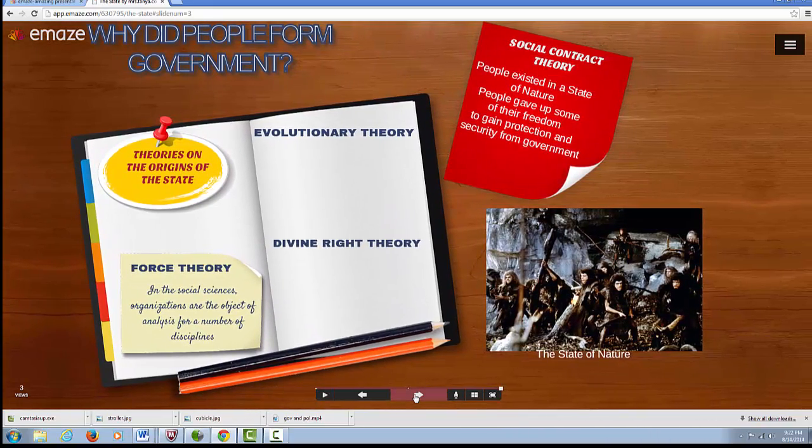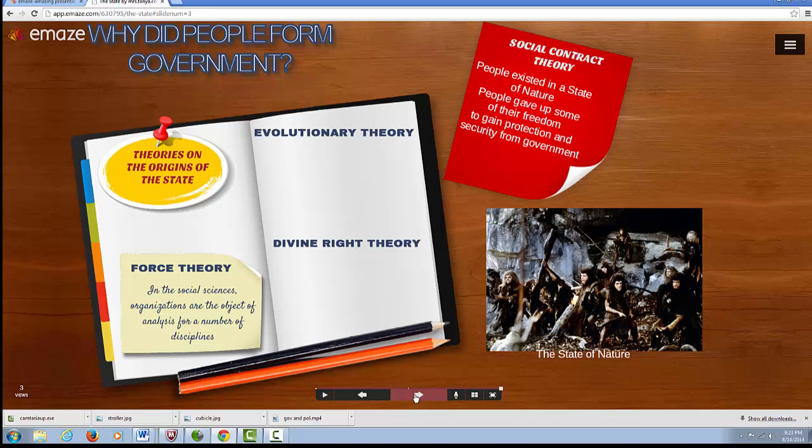All right, so we're going to talk now about why did people come to form government in the first place. So the question is, why did people form government? And this is a question that philosophers have pondered for a long time. And as far back as Aristotle, philosophers have noted that government has always existed. But why and how? And there are a few different theories that have been created to attempt to answer this question. And these are the theories on the origins of the state.